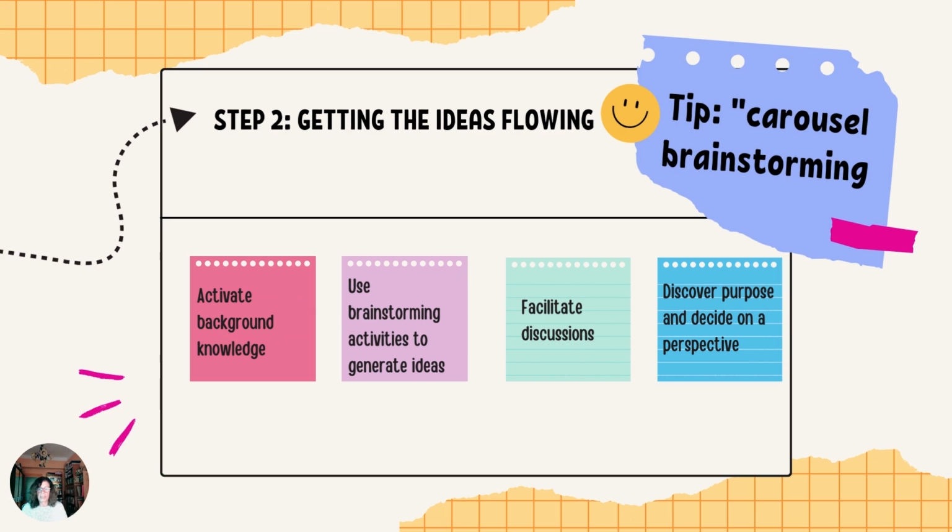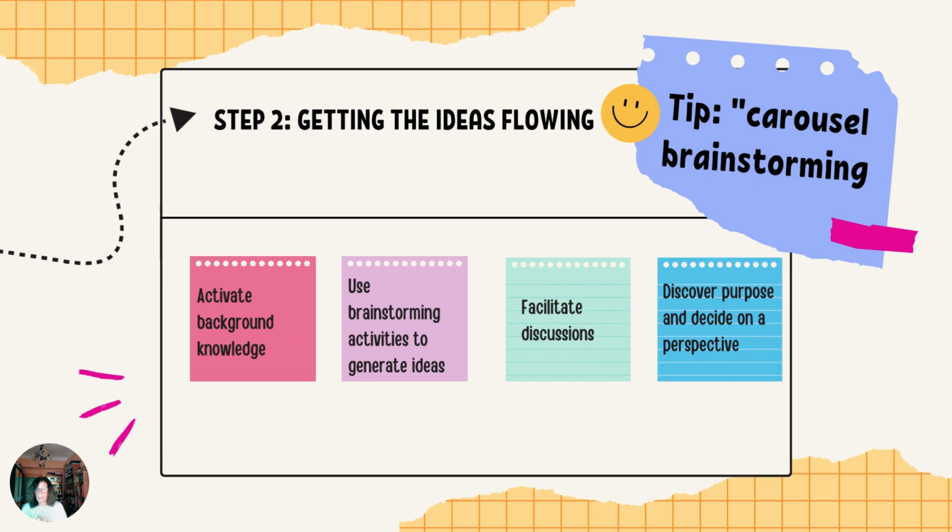Getting started is often the hardest part for students. That is, this staring at the blank space of the page, the blank surface of the page, and saying, "Oh my God, what am I going to write?" So this is the hardest part of the writing process. So here is how you can help. First of all, activate their background knowledge. Use pictures, short videos, questions to stimulate thinking about the topic. Use brainstorming activities to generate ideas.